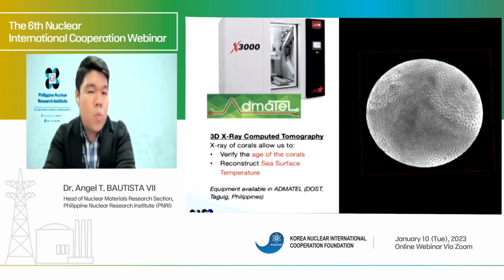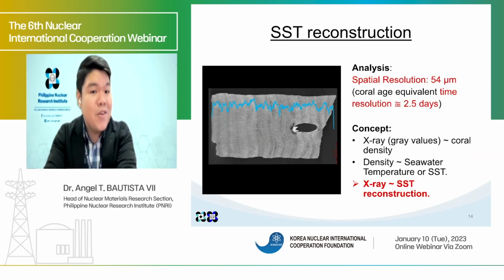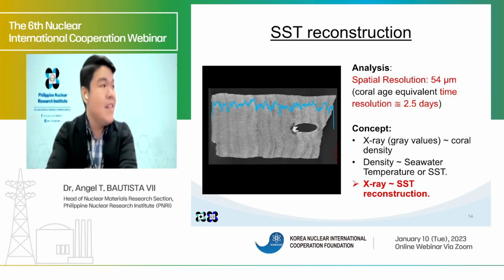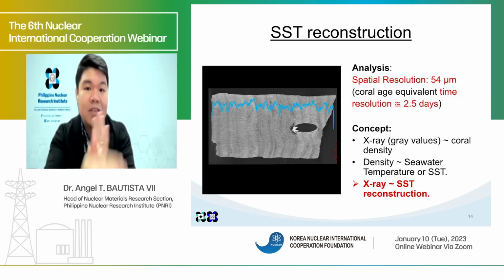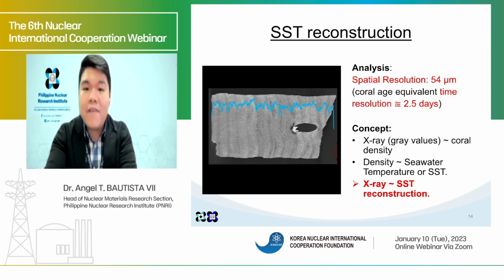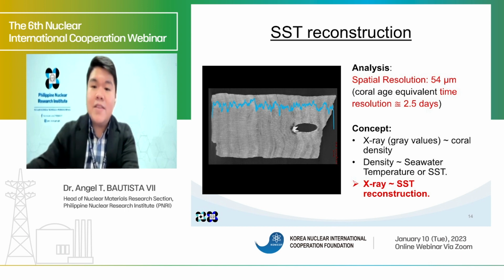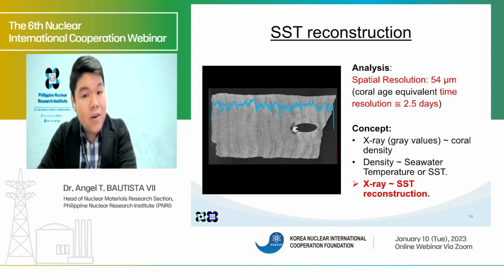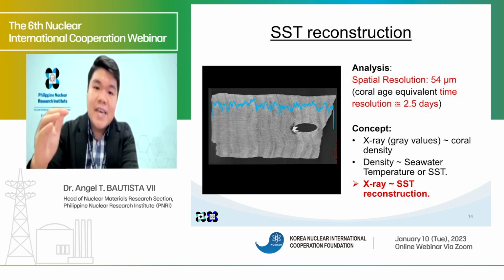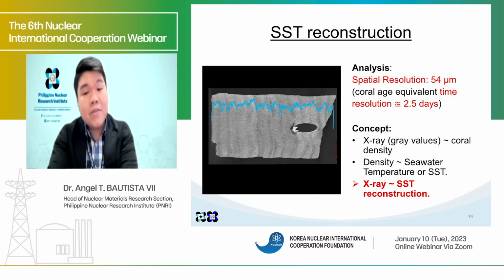So particularly, we reach a resolution of 54 micrometers with each pixel. And so we could say that its corresponding time resolution in the coral is about 2.5 days. So we have data of every 2.5 days. And if the coral is about 1 meter, a modern coral, it's about 100 years in the past. So every 2.5 days, we have a data point or information, 100 years into the past. There are also fossil corals that can even reach thousands of years into the past. So we can say something about the environment during those times.